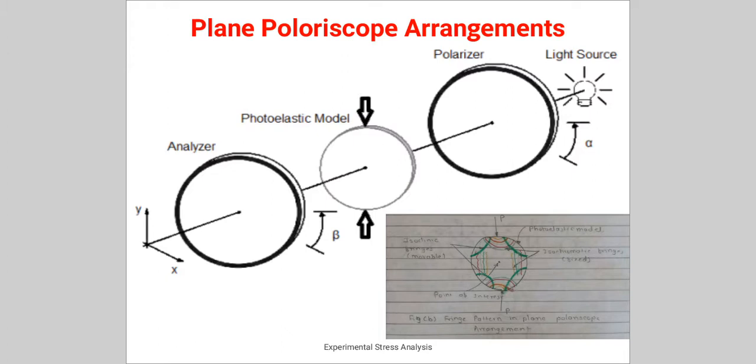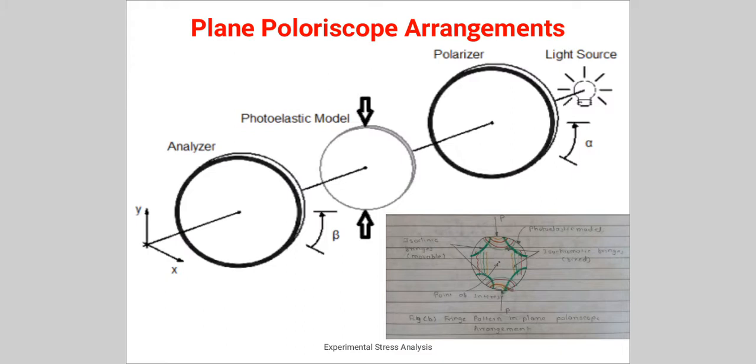If I start the rotation of the analyzer in the clockwise direction, out of these four fringes, two fringes start moving towards the point of interest, and once they pass through the point of interest, we have to stop the rotation and measure the angle, that is, from zero, how much angle is sustained by the analyzer to pass these two fringes through the point of interest. If the angle sustained is 60 degrees, then from this center point, if I draw one inclined line at 60 degrees, that inclined line represents the direction of the first principal stress, that is, the direction of sigma 1.